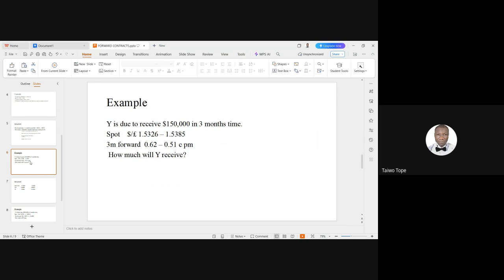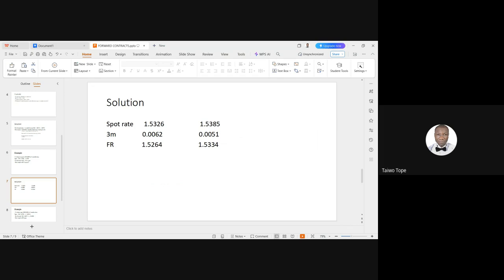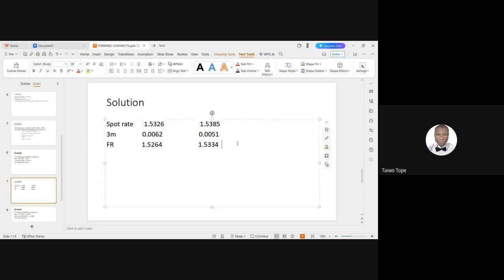So for you to get pounds, when you sell your USD, the bank will buy at what rate? The 3-month forward rate is what? The 3-month forward rate is this, because the bank will have to sell to you to give you pounds. And when the bank is giving you pounds, they will give it to you at a higher rate. So because you are giving them what? Dollars. So it will now be in this form: 150,000 divided by what?